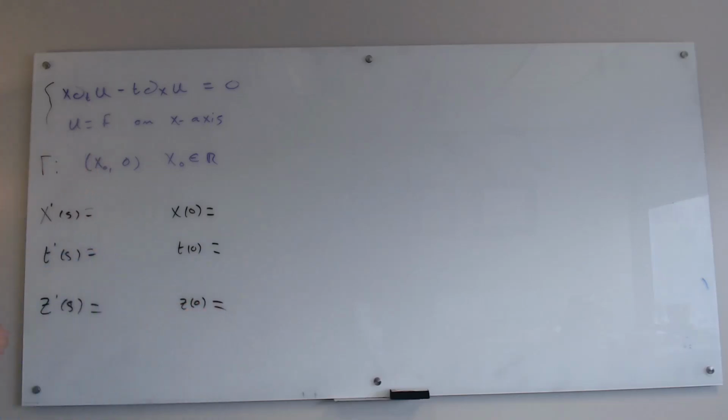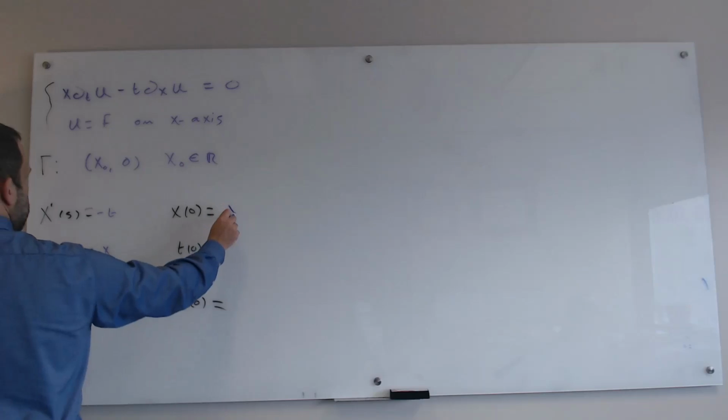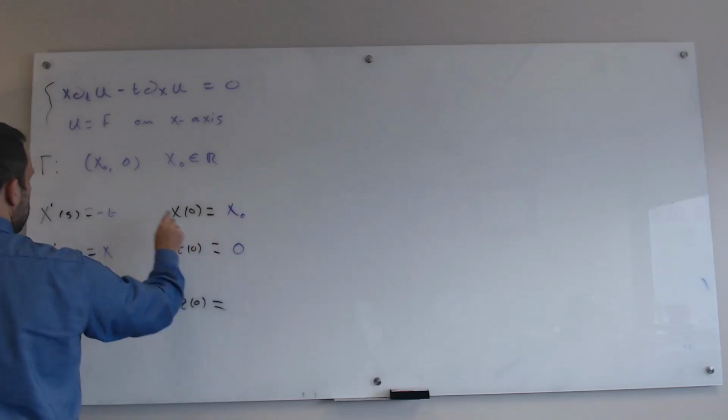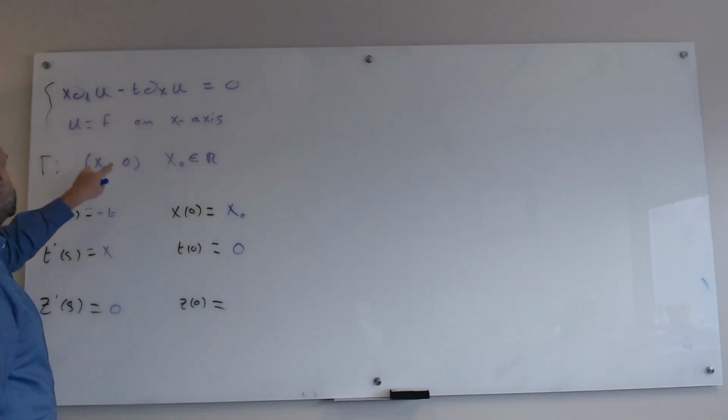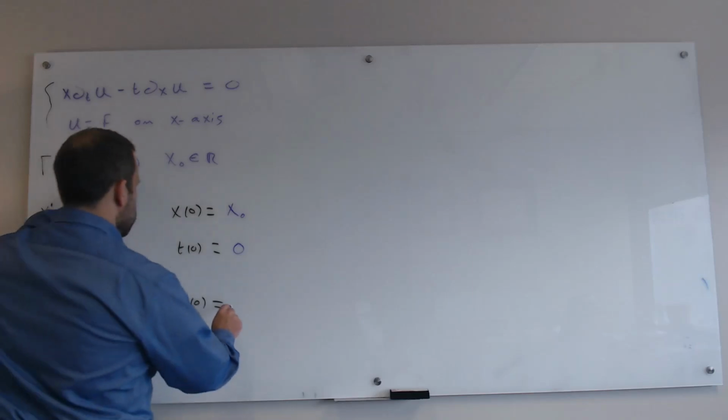Those are the things, that setup we will have for every single problem we do here. X prime is whatever is multiplying the t derivative... so that is minus t. T prime is whatever is multiplying the x derivative, so that is x. And then z prime is going to be the right-hand side, that's 0. X of 0 corresponds to that point, that's x naught. T of 0 is 0, corresponds to that point. And z of 0 is just u evaluated at this point, that's just f of x naught.